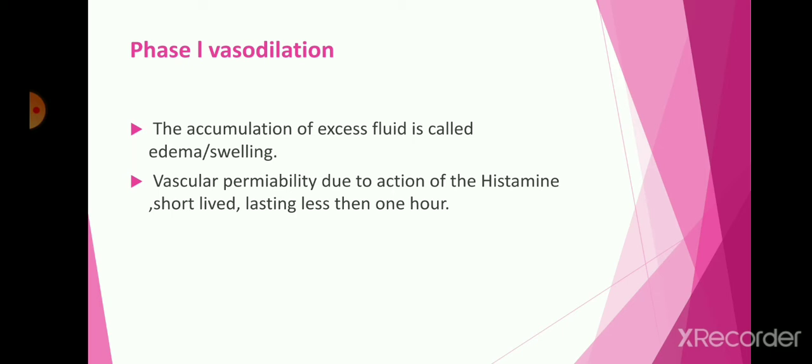Vascular permeability due to the action of histamine is short-lived, lasting less than 1 hour. So this vascular permeability lasts less than 1 hour. Basically, this vasodilation or vascular permeability occurs due to chemical mediators like histamine.